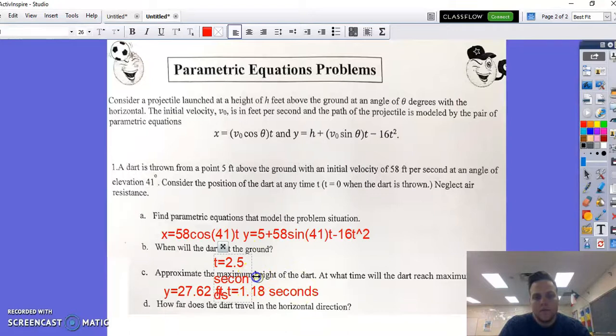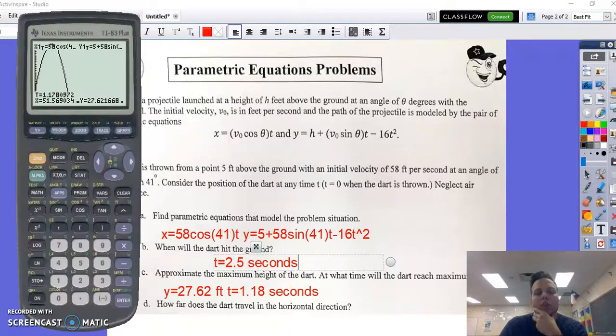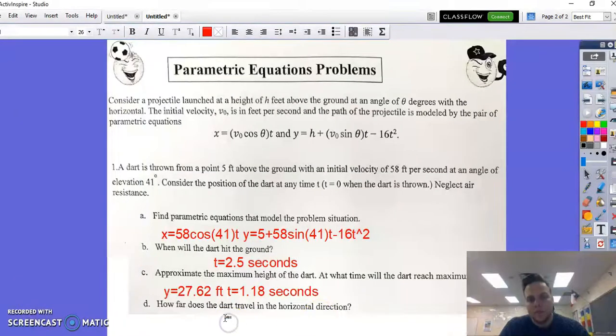Whoa, that's not what I wanted. There we go. How far does the dart travel in the horizontal direction? Let's think about that for a second. At what point does the dart stop traveling in the horizontal direction? Well, when it hits the ground again. So let's just go back to looking at it on the ground. We're going to hit trace again, and use right arrow to go back to where we had it at 0.667. And how far does it seem like the dart went? 108.867. So we're just going to round that to 109. So x equals 109 feet.